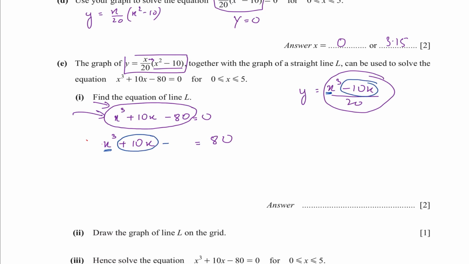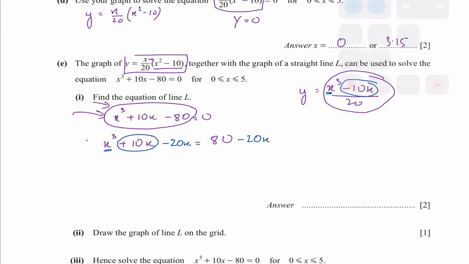So if I want to bring plus 10x to minus 10x, I've got to take away 20x from the left-hand side, and if I do something on the left-hand side, I have to do the same on the right-hand side also. Next, I've got to divide the left-hand side by 20, and whatever I do on the left, I've got to do the exact same thing on the right-hand side.